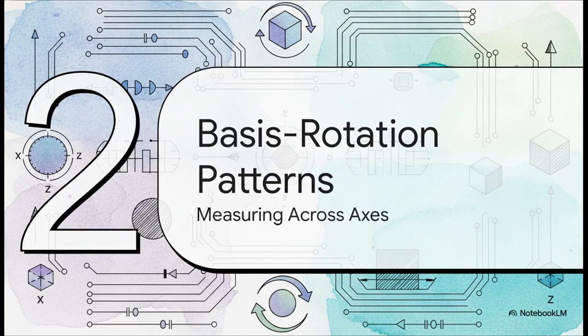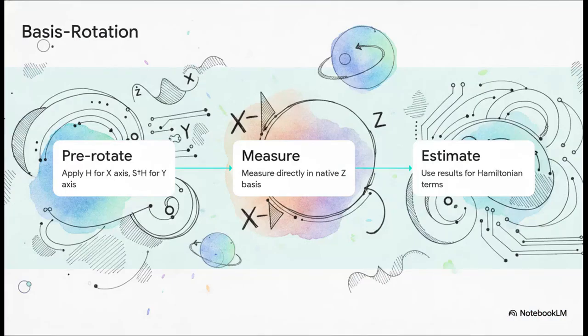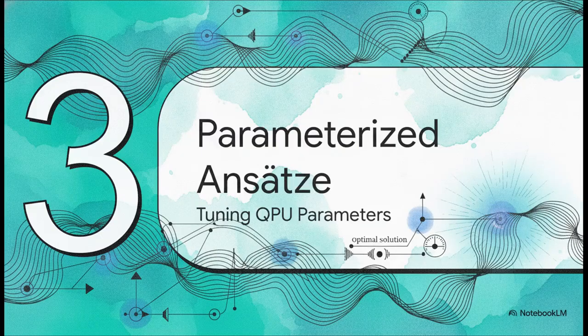Moving on to Section 2, basis rotation measurement patterns, or how we measure across axes. Here's a fundamental quirk of quantum hardware. It natively measures only in the Pauli-Z basis. We can't just casually ask the computer for an X or Y measurement. Instead, we have to proactively trick the system by rotating our qubits right before measurement. We apply a Hadamard gate to measure X, or an S-dagger-Hadamard combination to measure Y. This basis rotation pattern is an absolute must-have for chemistry and optimization algorithms where a Hamiltonian is expressed as a sum of different Pauli strings.